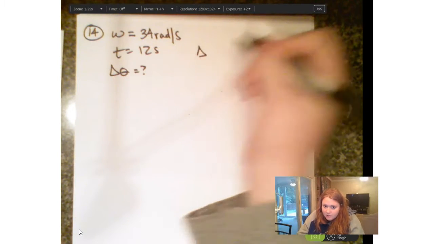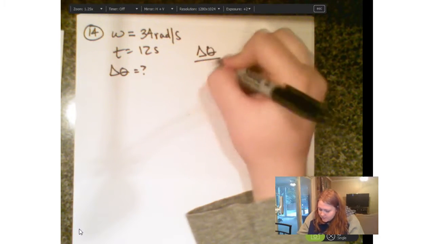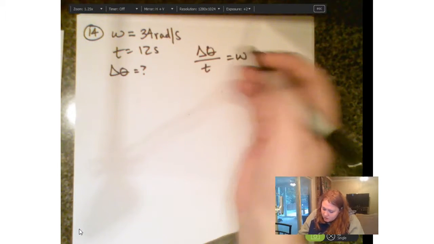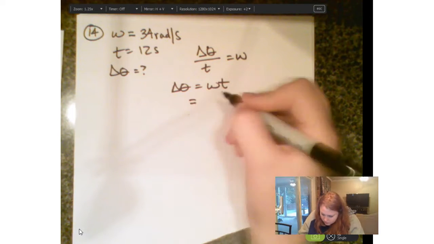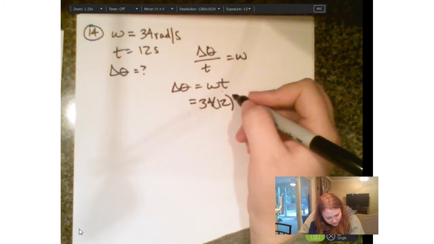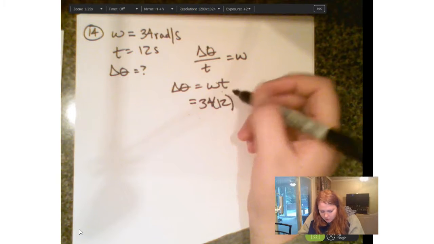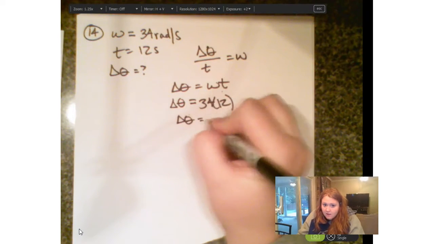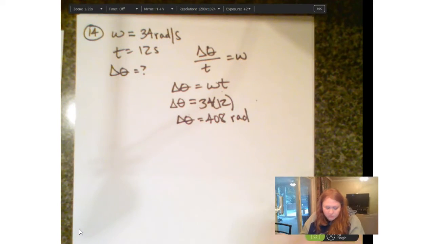So I know that when we're moving at a constant speed, displacement divided by time is going to equal that omega. So I'm just going to say theta is equal to omega times time, which is going to be 34 times 12. That should give us 408 radians. So delta theta equals 408 radians. And here it doesn't say to convert to revolutions or anything.